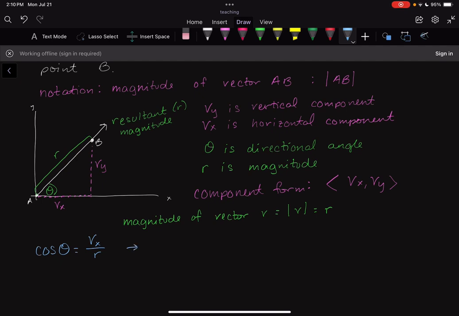I can change this equation a little bit and multiply both sides by r, and it'll give me that Vx is equal to r times cosine of theta. Another very common equation we'll use is the fact that sine of theta would be equal to y over r, or Vy over r, and that can be rewritten as Vy equals r times sine theta.